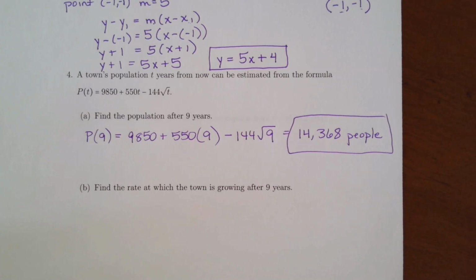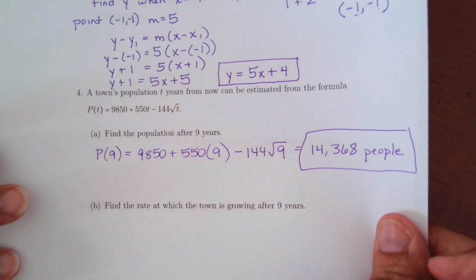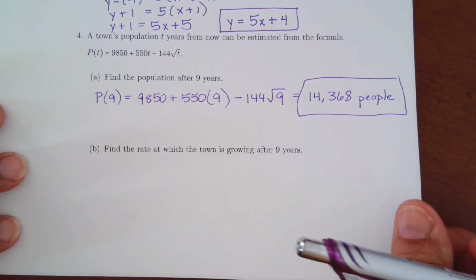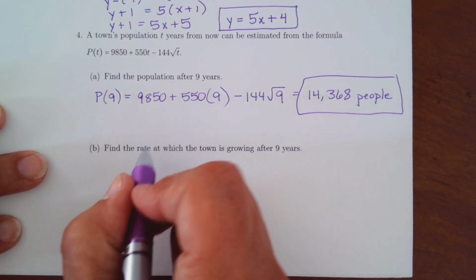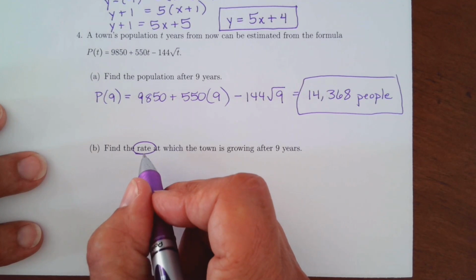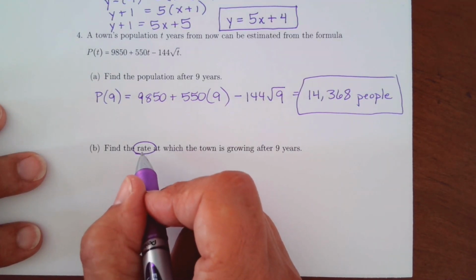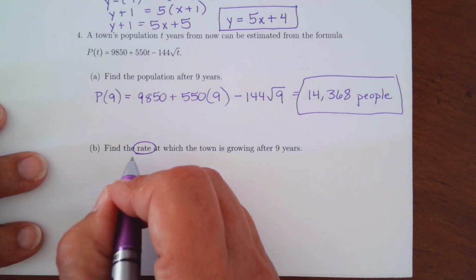All right, now part B says find the rate at which the town is growing after 9 years. The rate. So the rate would be people per year, right? That's what we're looking at. How many people per year? So the rate is another word for the derivative, right? It didn't say the average rate, it just says the rate. So this is the instantaneous rate in 9 years. So that is the derivative.